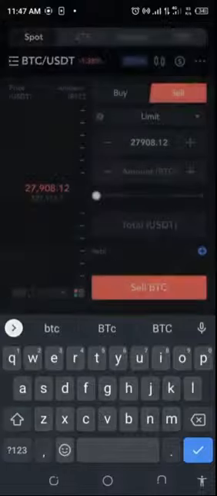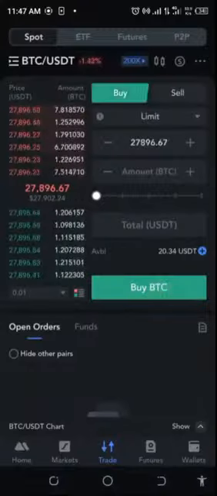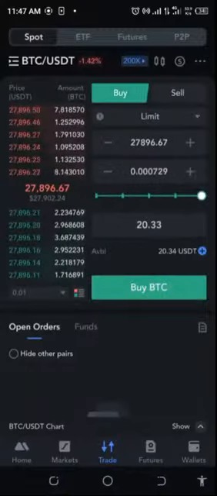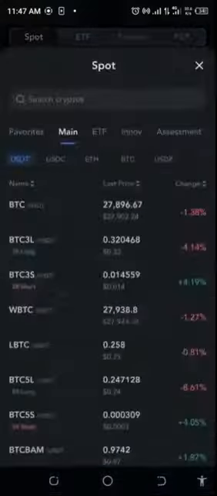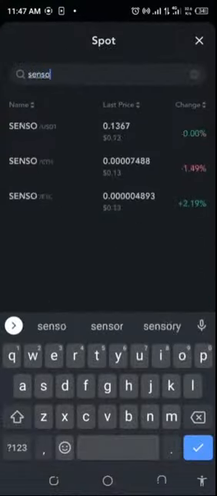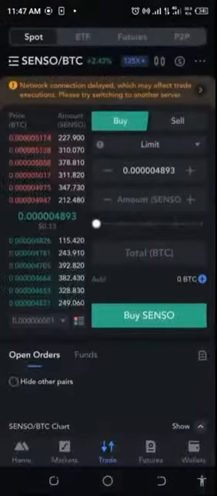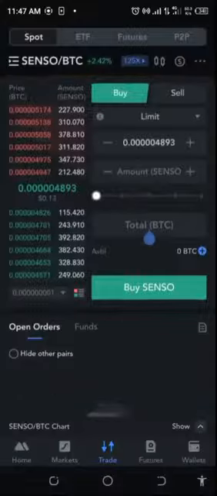Okay, so we're choosing our BTC. Let's try and see. We need to buy. Let's buy and see what it is. Let's just pick that up, okay? It didn't pick up everything, but at least. So now let's go to Senso BTC, right? Senso BTC, okay? And we're going to buy that. Let's buy the BTC.